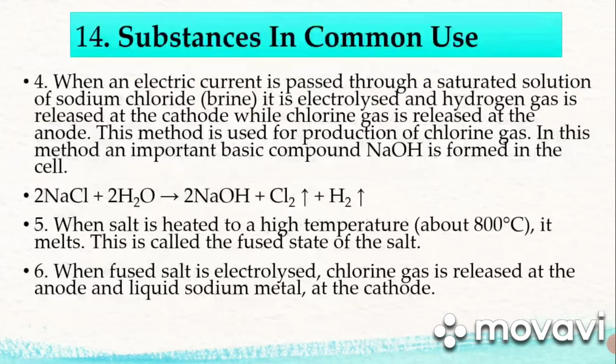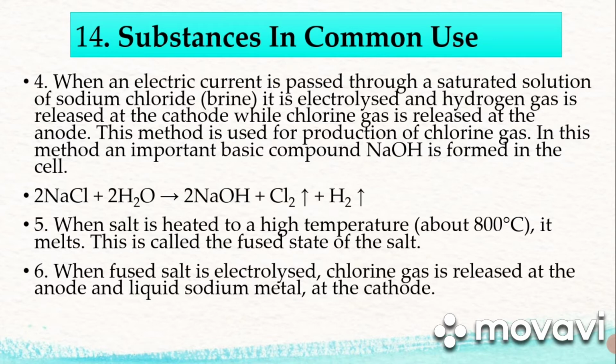and hydrogen gas is released at the cathode while chlorine gas is released at the anode. This method is used for production of chlorine gas. In this method, an important basic compound, sodium hydroxide NaOH, is formed in the cell. The chemical equation is 2NaCl plus 2H2O gives 2NaOH plus Cl2 plus H2, which is released.